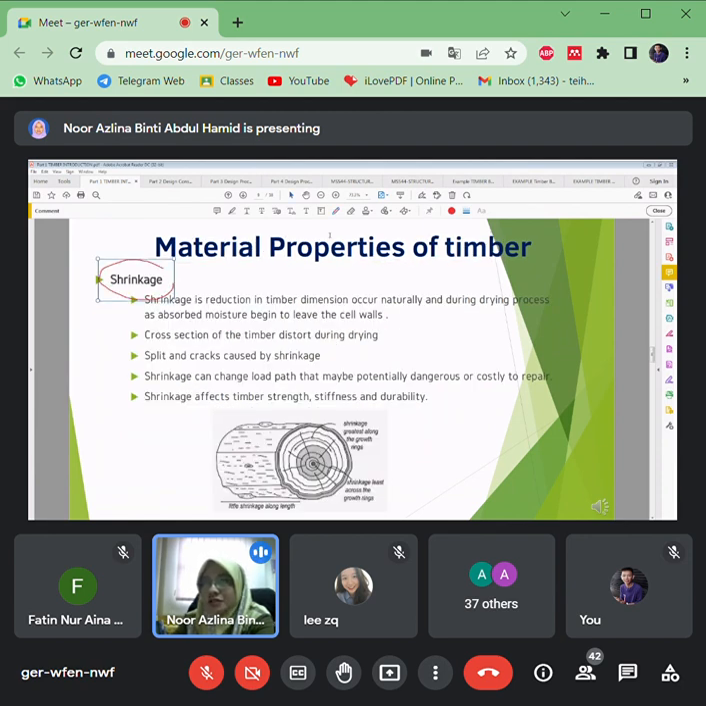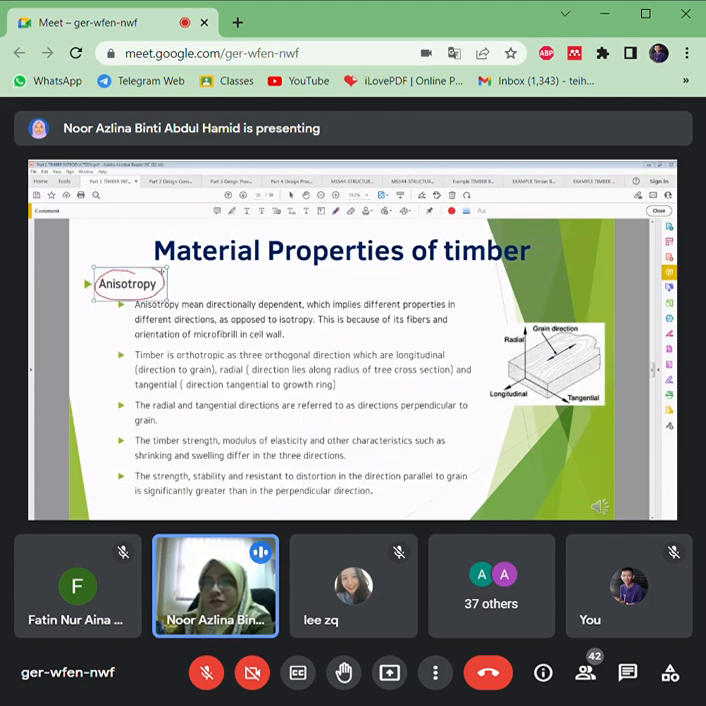So this shrinkage here, of course, will reduce the dimensions of the timber. It happens during the drying process, right? It's like shrinking. Okay, which is reduction of its size for the timber. What else? So shrinkage can affect the timber strength, stiffness, and also durability.